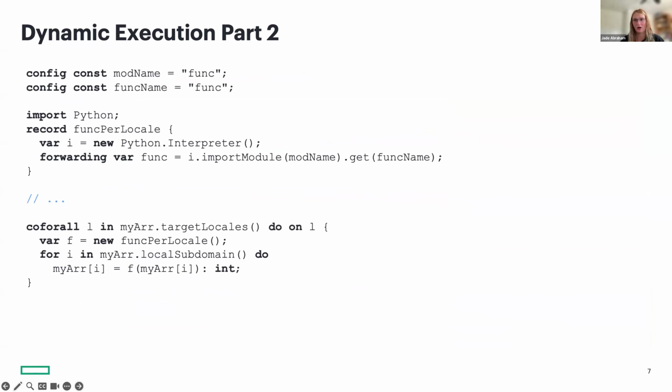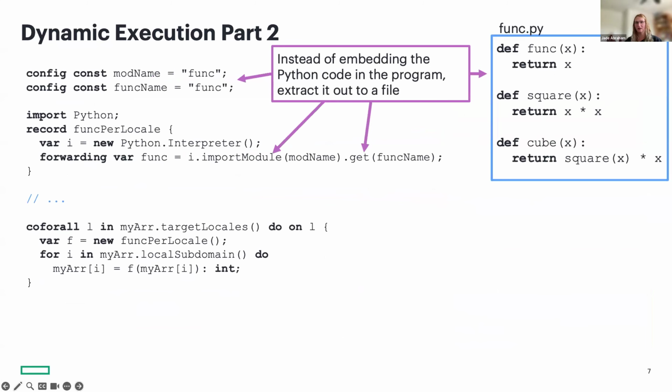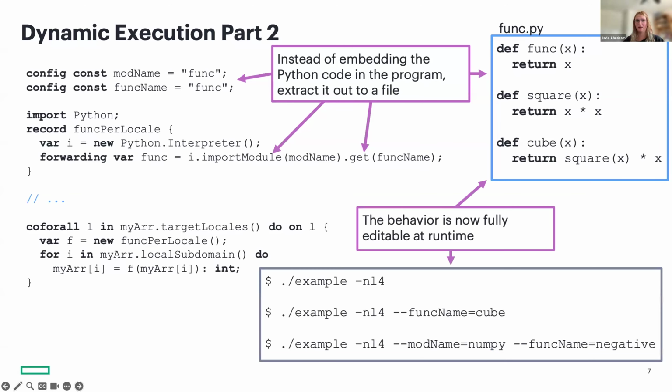To change it at runtime, I've replaced the embedded code with some configuration constants, and I pulled that code out to a separate file. Now I've tweaked a couple of lines, and instead of creating a module, I import it. I have this separate file, and after I compile my Chapel code, I can just change this file and rerun my program, and things will be changed. So the behavior is completely editable at runtime. I can call different functions in this file, I can write new functions in this file, or I can call any Python file that I want. For example, I can just say, call this numpy.negative function.